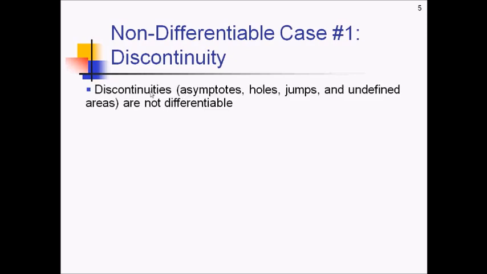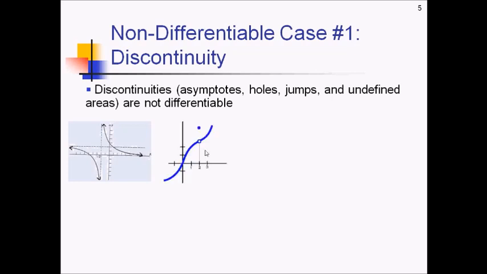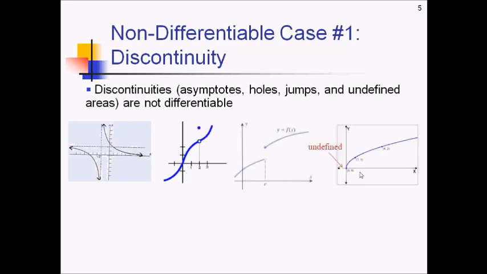Right now, we're just getting a feel for it, and a good way to do that is to look at places where we do not have differentiability. One of these cases is discontinuities. Any discontinuity, whether it's an asymptote, a hole, a jump, or an undefined area, is not going to be differentiable, because remember, to be differentiable, you have to at least be continuous. You can't talk about whether something has a slope or not if the function doesn't even meet up at a certain spot. So something that's differentiable is always going to be continuous.